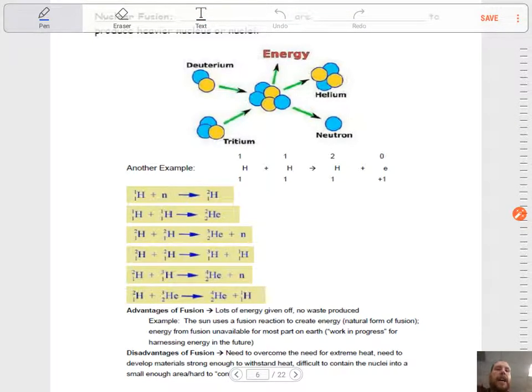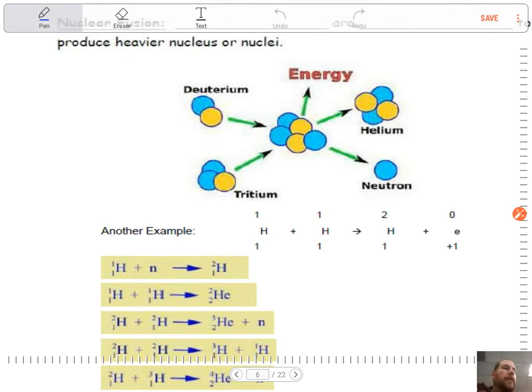Now, on the flip side, you have nuclear fusion. And, of course, I don't think I'm going to be able to get up to where I need to write. This is kind of the opposite, where you have lighter nuclei combined to produce heavier nucleus or nuclei. So this is doing the opposite.